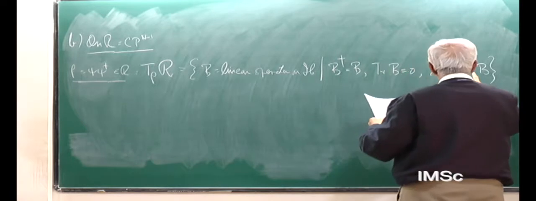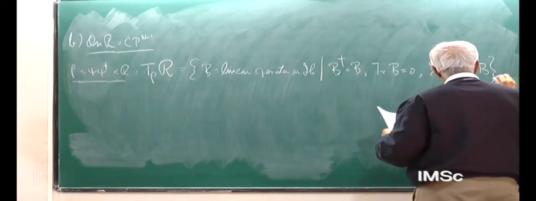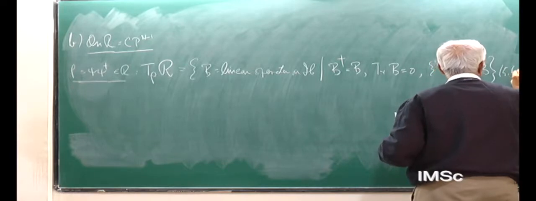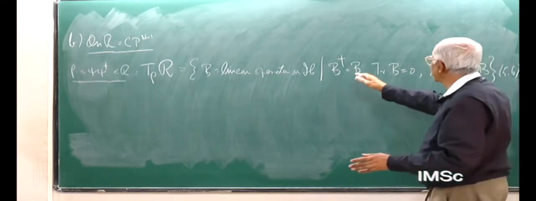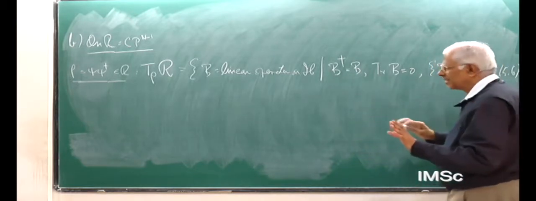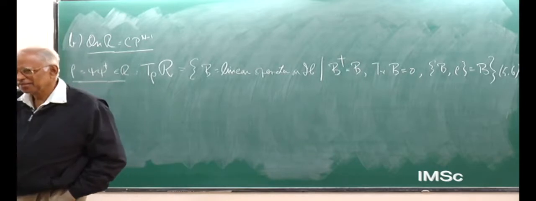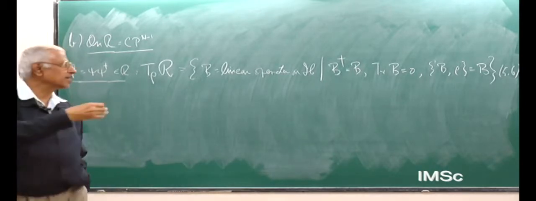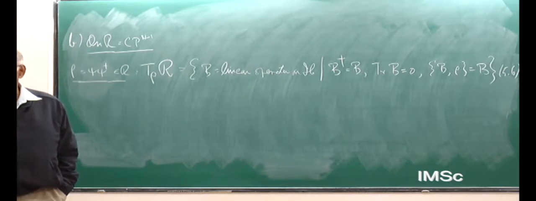This is the anti-commutator. Now, this is part of equation 5.6. Let us see very quickly where each of these would come from. What are all the properties of a pure state density matrix? Can somebody tell me one by one, what are the properties of rho? 3 properties. What are they?